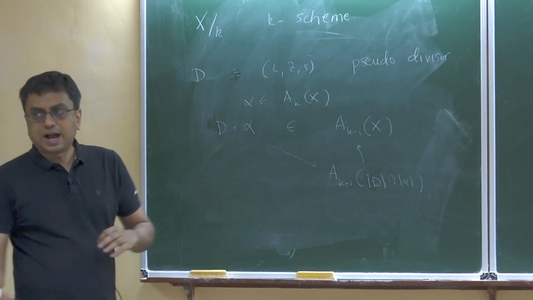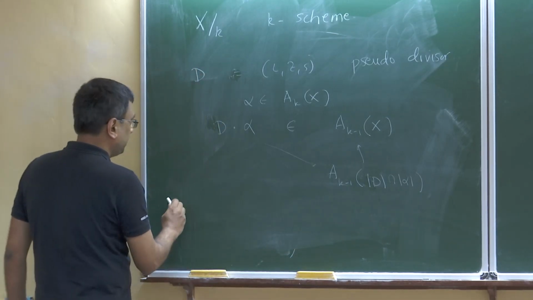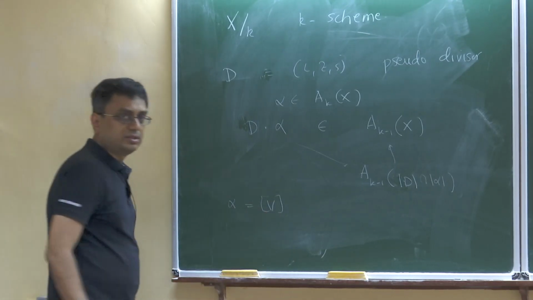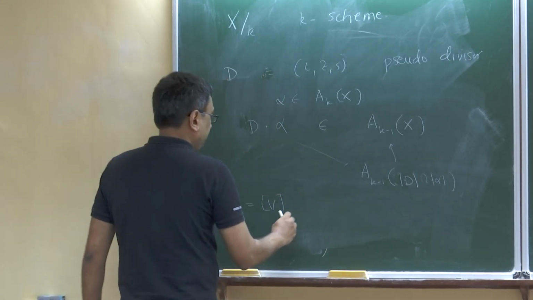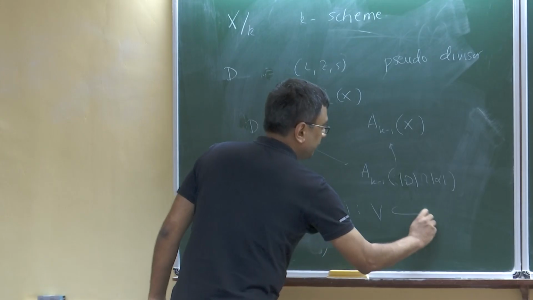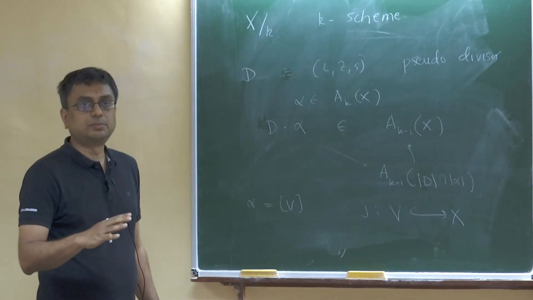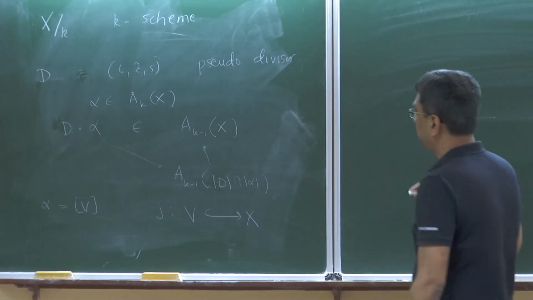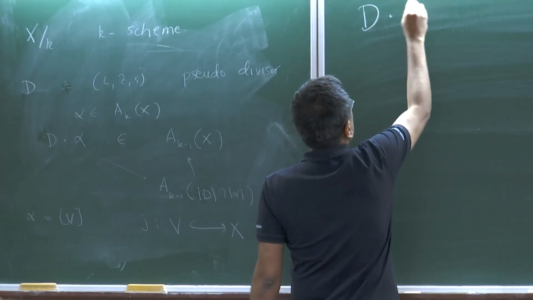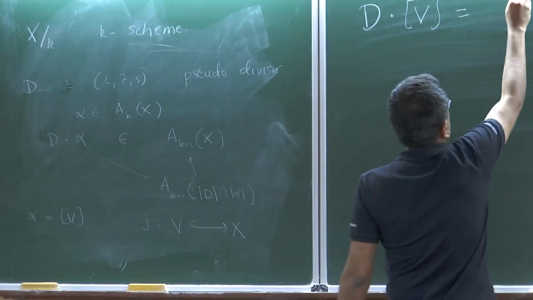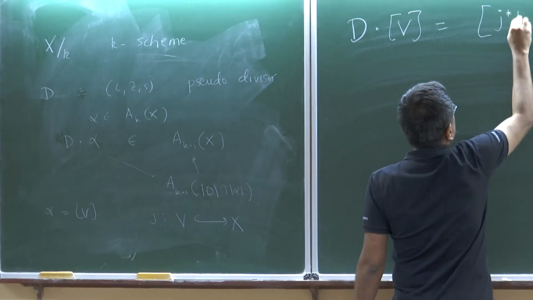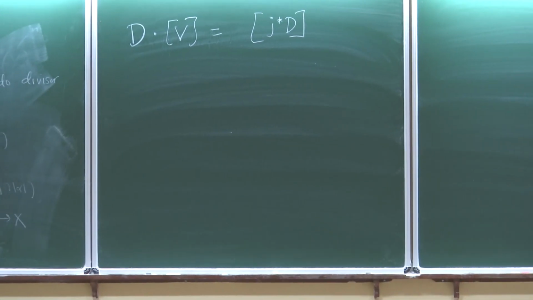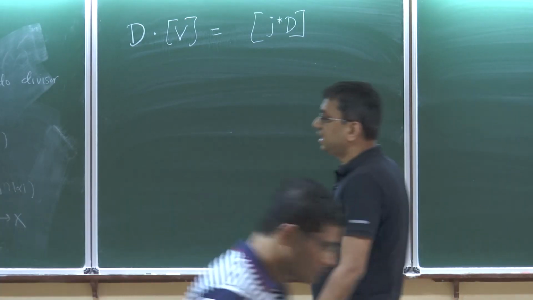And why is it defined here? You will have to go to the definition. So basically, the point is I can assume alpha equal to V. This is the standard reduction. Let's say j is the inclusion from V to X. Is my handwriting too small or is it readable? Darker. Okay. So if j is the inclusion from V to X, then D dot V we define to be j upper star D, in square brackets.